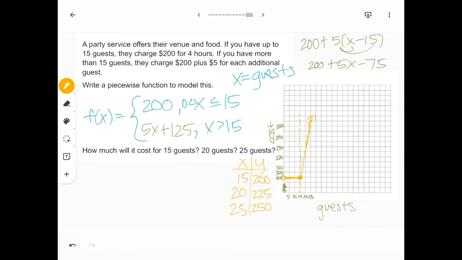Then it'll usually ask you to tell me how much it would cost for a particular number of guests. Again, you'll notice these numbers actually are straight from my chart, so we already know them. But you may have to evaluate anyways, or if you didn't use those numbers, you would just plug them into whichever function is appropriate.